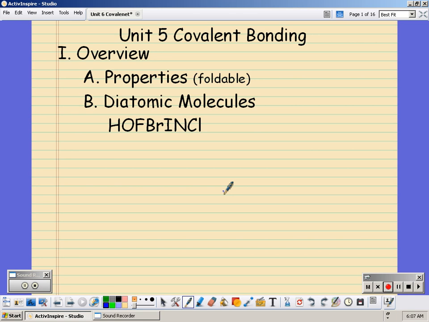So we made a foldable in this unit to help us organize those properties. Given a set of data, you should also be able to pick out, using your properties in your foldable, what type of bonding that substance has.